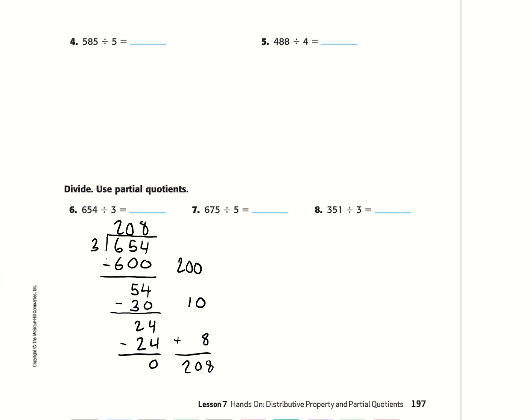So just remember, you want to use easy numbers to find out what works for you. So 600, I know that goes in there 200 times. 54 was not an easy number. A more compatible number is 30, and I know that goes in there 10 times. And then once I got to 24, I'm like, okay, that's more compatible. So 3 goes into 24 8 times, and then I subtracted each time. And I realized that I made a slight error. 218. So my final answer is going to be 218.